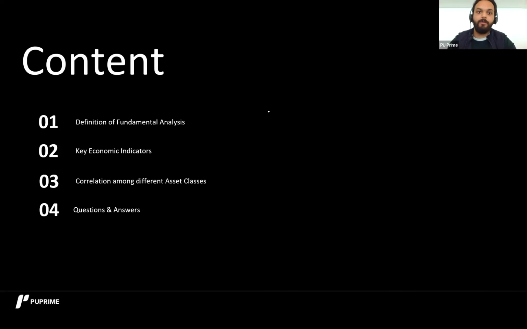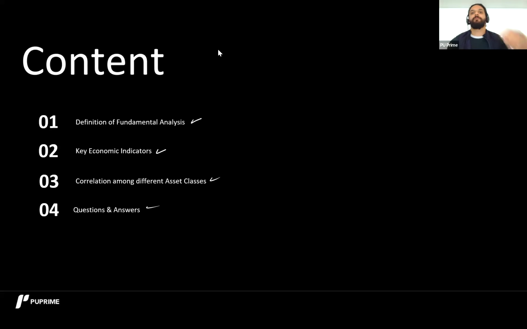So today we are going to cover the definition of fundamental analysis. Number two, we are going to figure out the key economic indicators, which are the main thing we should look at when we are fundamentally analyzing currencies or gold or whatsoever. And then we will discuss a very important thing, which is the correlation among different asset classes. Then we will end the session by giving 10 minutes for your questions, and definitely I will answer all of your questions. Okay? Is it possible? Yeah, of course.